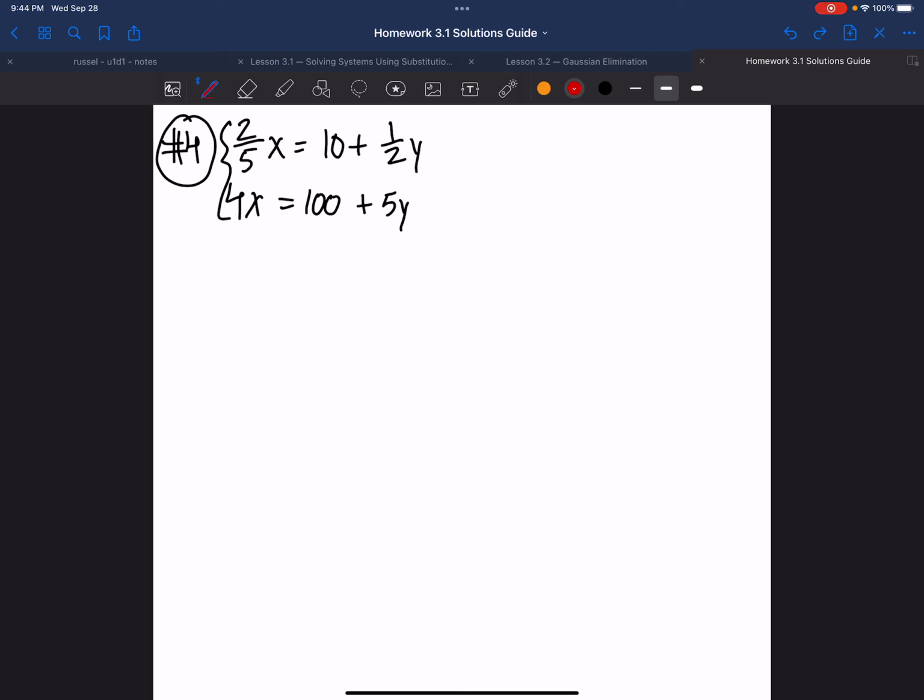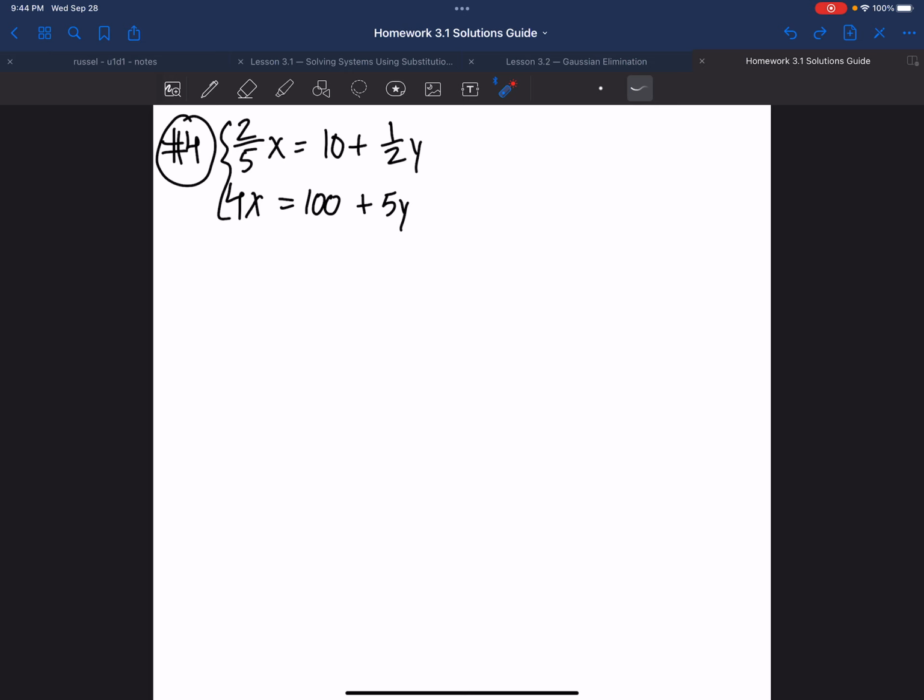Okay, number 4, and this one's interesting. I like this one because this one asks, does it have 1 solution, 2 solutions, no solutions, or infinite solutions? This one's kind of cool. So let's use substitution here. I'm going to solve for one of my variables. It does not matter what I pick, and in all honesty, there's not really a best choice here. I mean, you got 2/5 x, you got 1/2 y, you got 4x, you got this y. It's kind of your choice what you do.